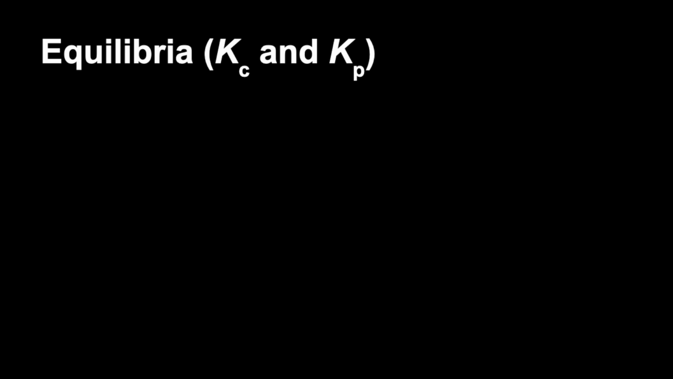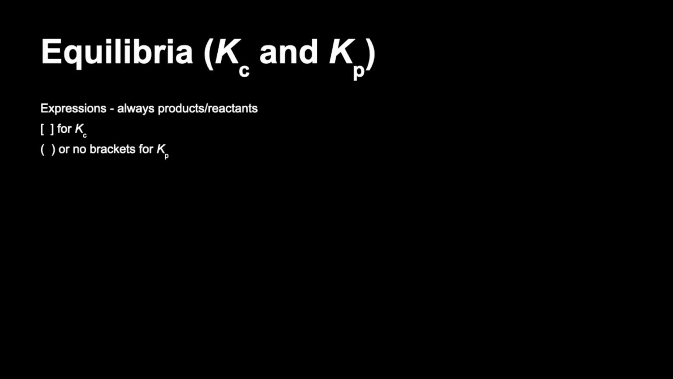So moving on to the equilibria topic, so Kc and Kp. In terms of expressions, it's always products on the top divided by the reactants. Square brackets for the Kc expression, so that means equilibrium concentration in moles per decimeter cubed. Curved or no brackets for Kp. And if you're calculating the equilibrium constant, you must always give the units. Kp expressions only include gaseous species.